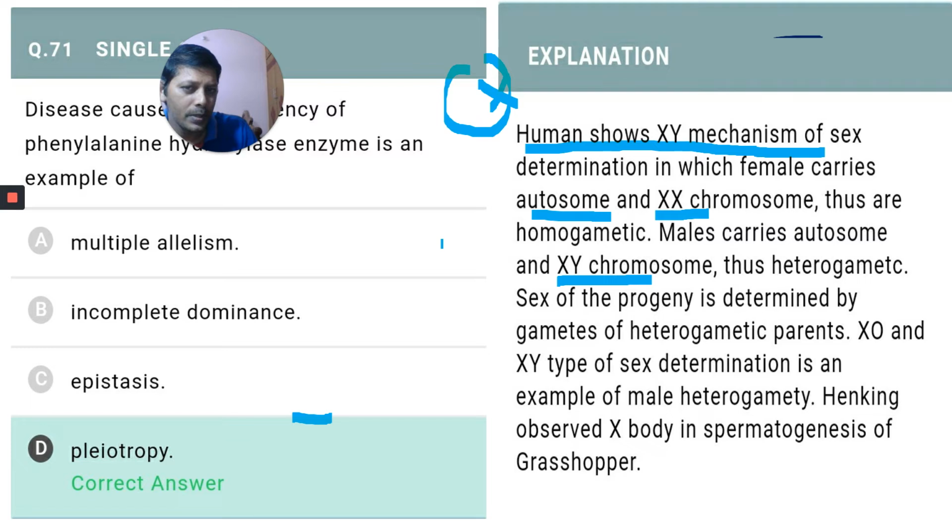Some of the sperms are androsperm, some are gynosperm. The gynosperm consists of the X chromosome, the 23rd one, and the androsperm consists of Y. Thus the sex of the child is determined by the gametes of the heterogametic parent. XO and XX types of sex determination are an example of male heterogamety, and Henking observed the X body in spermatogenesis.